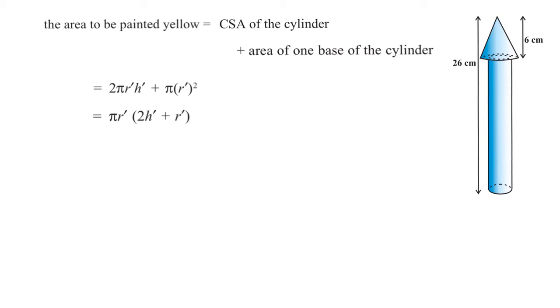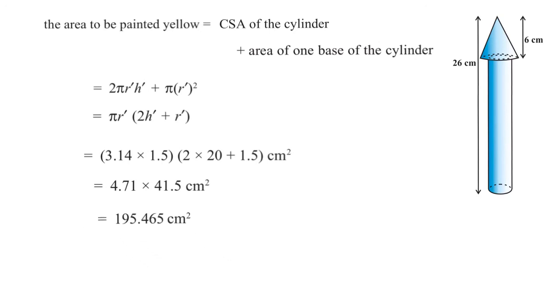We know the values of h, we know the values of the radius of the cylinder and pi. So, plug them in and you get 3.14 times 1.5 times 2 times the height, which is 20, plus 1.5. Simplify this and you get 4.71 times 41.5. Simplify this further and the area that has to be painted yellow is going to be 195.465 centimeters squared.